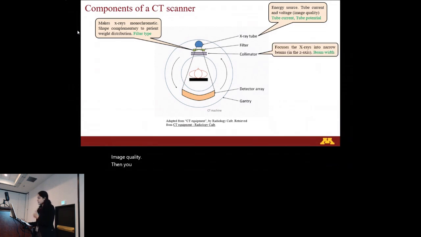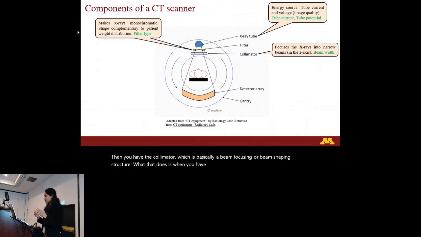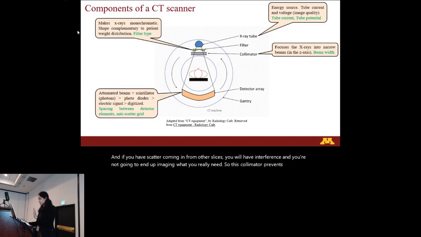Then you have the collimator, which is basically a beam focusing or beam shaping structure. When your X-ray beam is projected onto the patient, you're going to have some scatter in the Z direction, so in the superior-inferior direction of the patient's orientation. If this scatter is not limited to a particular slice, because remember, CT images are captured in slices, and you have scatter coming in from other slices, you will have interference, and you're not going to end up imaging what you really need. So this collimator prevents scatter in the Z direction.